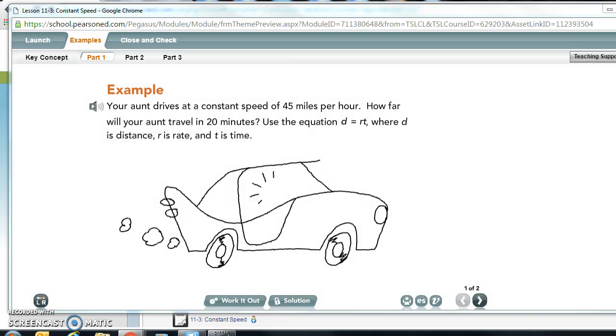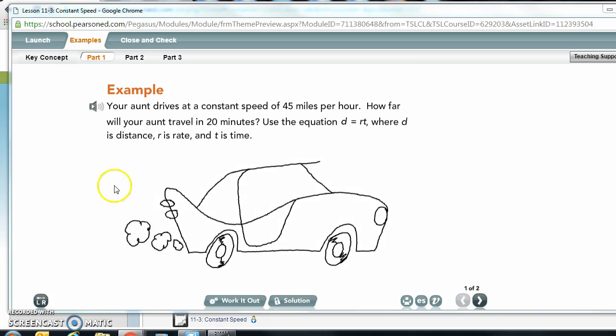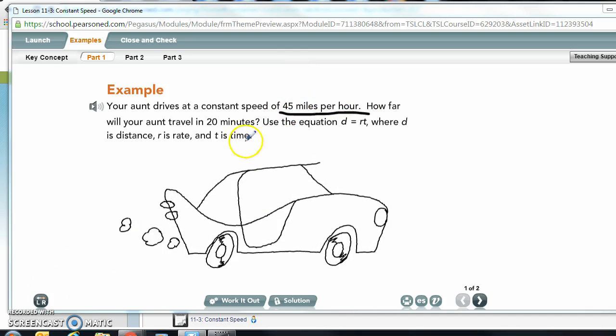How fast are you going? 45 miles an hour. I always go 45 miles an hour. Exactly? Constantly.